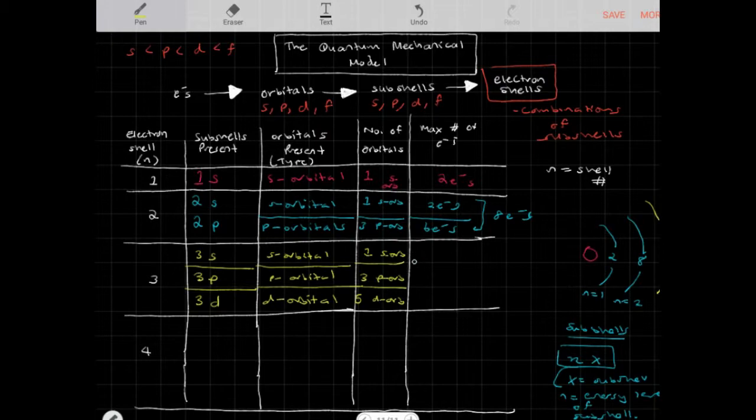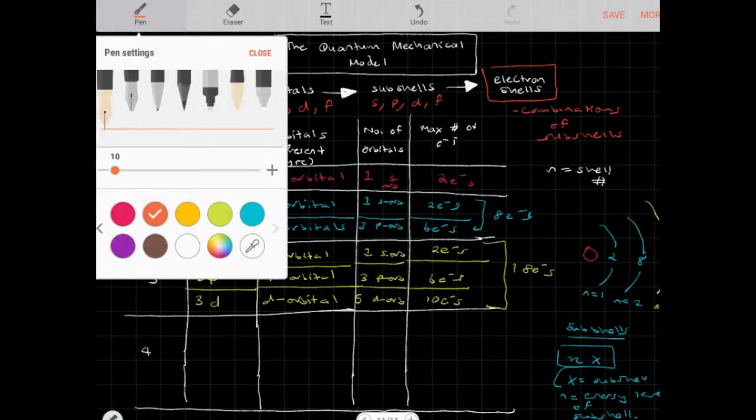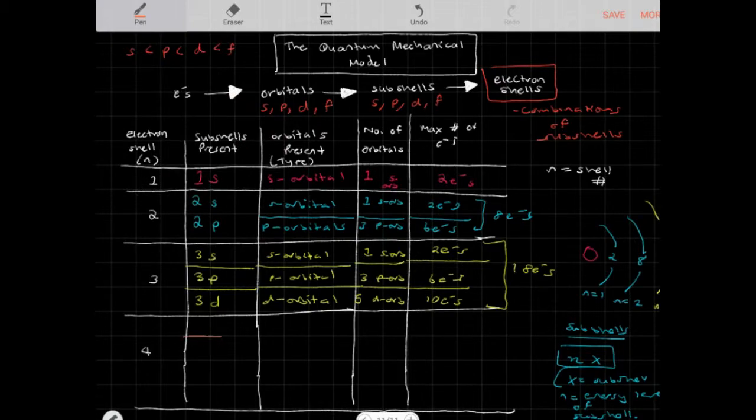Because one s orbital should have a maximum of 2 electrons, 3 p orbitals would have a maximum of 6 electrons. 5 d orbitals in the d subshell should have a maximum of 10 electrons, 5 times 2. And in total, we have 18 electrons. So in the third energy level, we can hold a maximum of 18 electrons. If we wanted to look at the fourth energy level, I'm just going to use a different color for this. In the fourth energy level, we're going to have 4 different subshells.